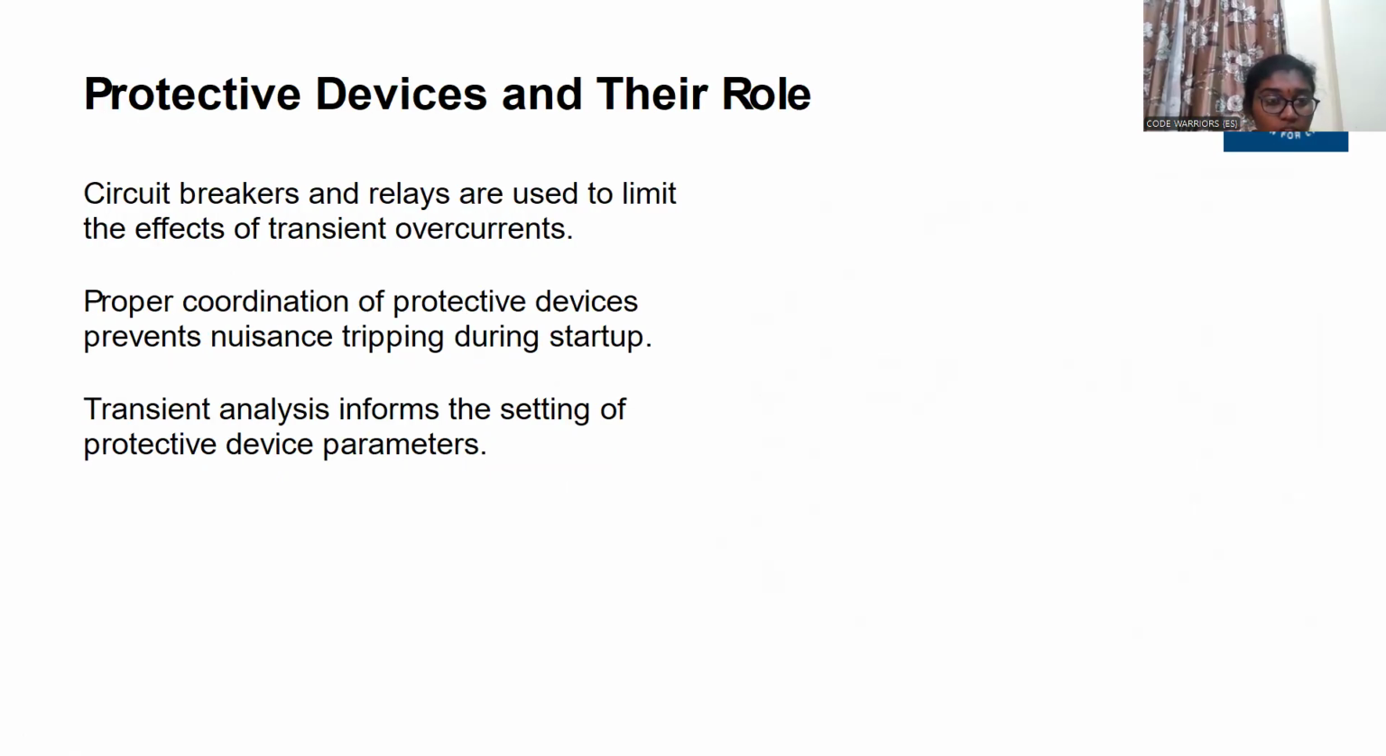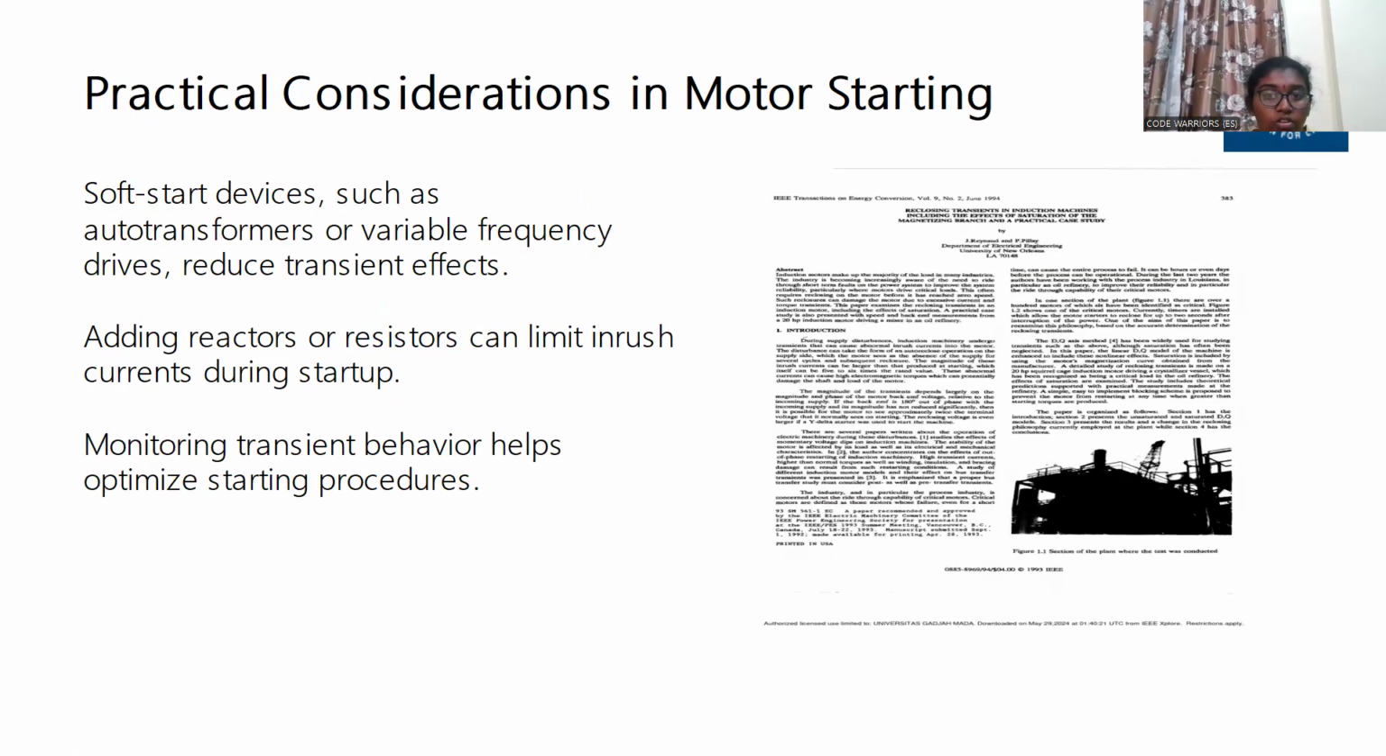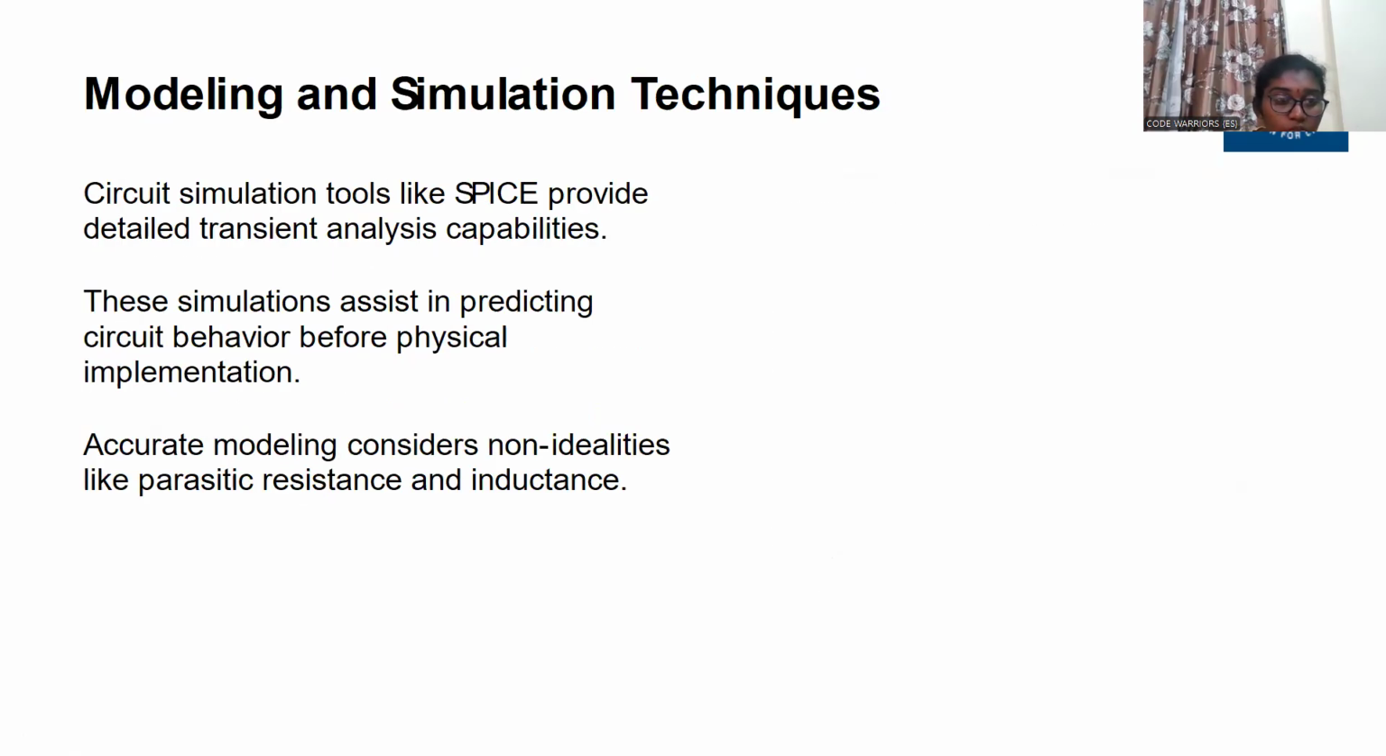Protective devices and their role. Circuit breakers and relays are used to limit the effects of transient overcurrents. Proper coordination of protective devices prevents nuisance tripping during startup. Transient analysis informs the setting of protective device parameters. Practical considerations in motor starting: soft start devices such as autotransformers and variable frequency drives reduce transient effects. Adding reactors or resistors can limit inrush currents during startup. Monitoring transient behavior helps optimize starting procedures.